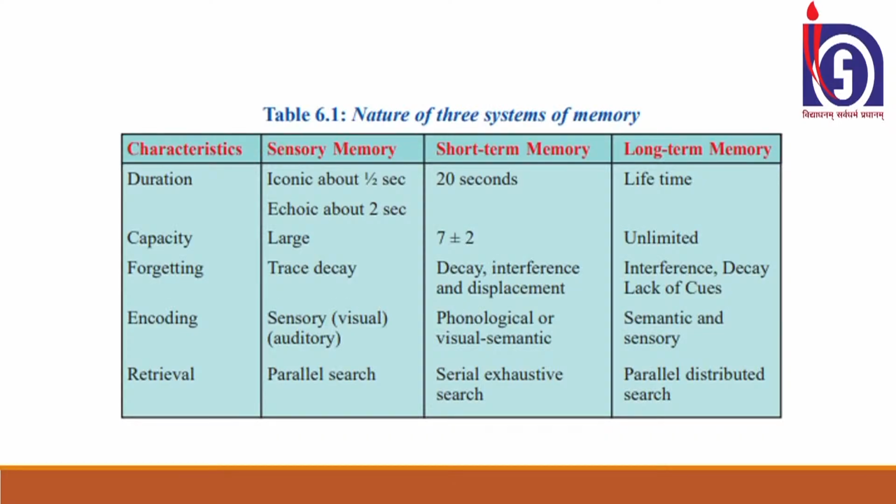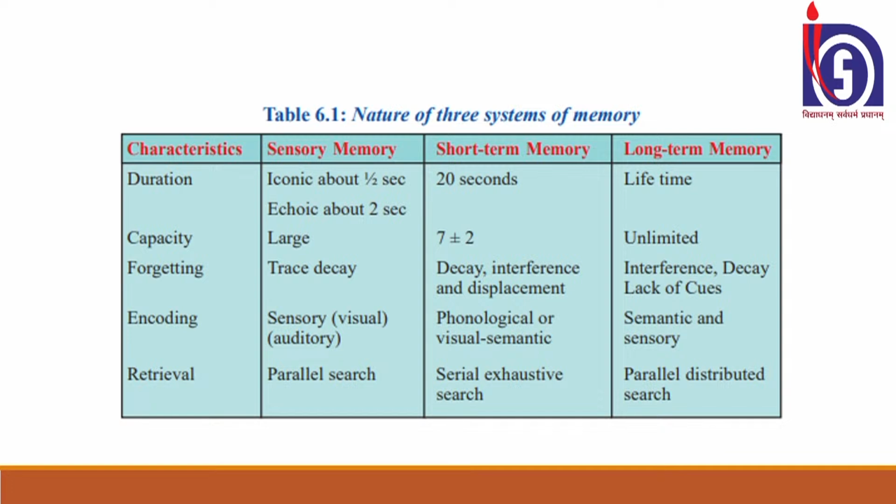Next we are talking of forgetting. How is forgetting happening? When we are talking of sensory memory, it basically vanishes through the process of trace decay. We will be discussing this in the subsequent slides. And in short term memory, decay, interference and displacement happen. And in long term memory, interference, decay and lack of cue are the primary reasons.